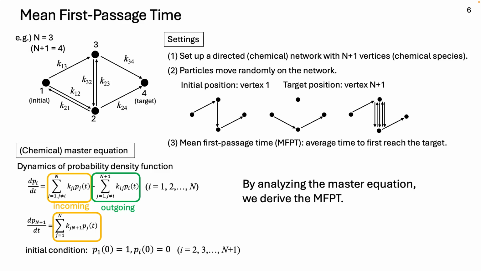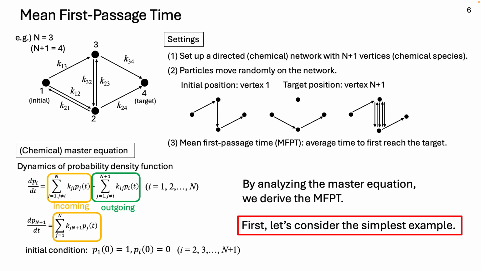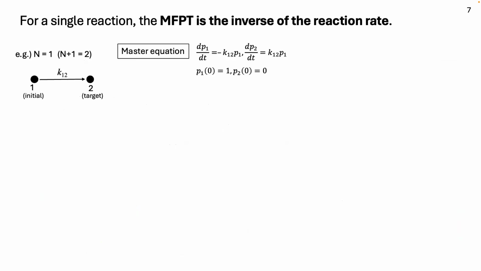Then, by analyzing this master equation, we derive the mean first passage time. But the derivation is complicated. So first, let's consider the simplest example. The simplest example is a single reaction, where there is only one reaction. In this case, the master equation is simply a linear equation, so you can easily derive the exact solution. The exact solution is an exponential function.